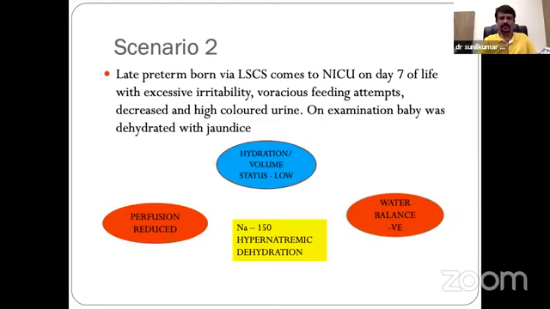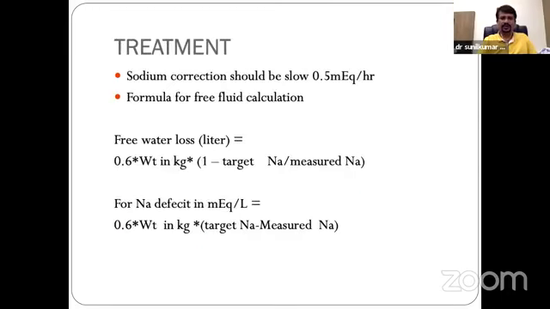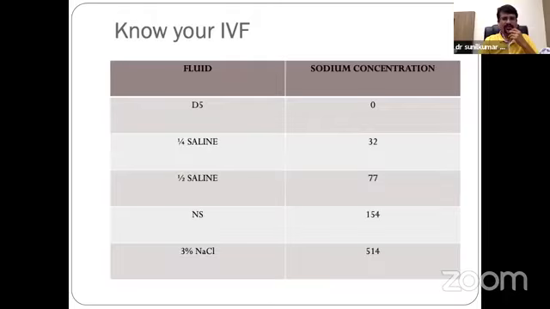Okay, so I think I made the approach clear. Then treatment-wise, it's basically water and sodium replacement depending on the situation. Sodium correction should be done very slowly, at a rate of 0.5 milliequivalent per hour. This is the formula used for the free fluid calculation, and this is the formula used for the sodium deficit. And we need to know our IV fluids before we do the prescriptions.